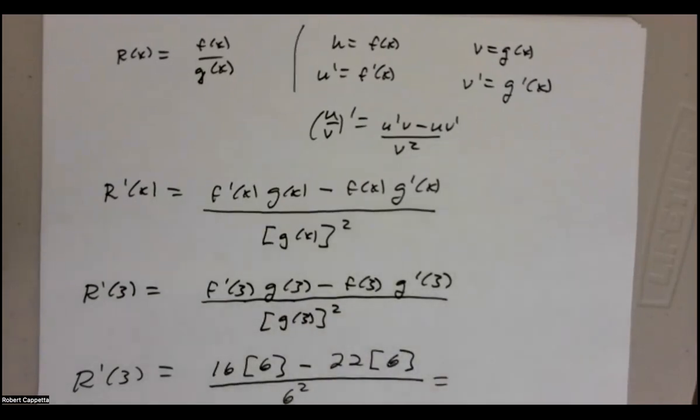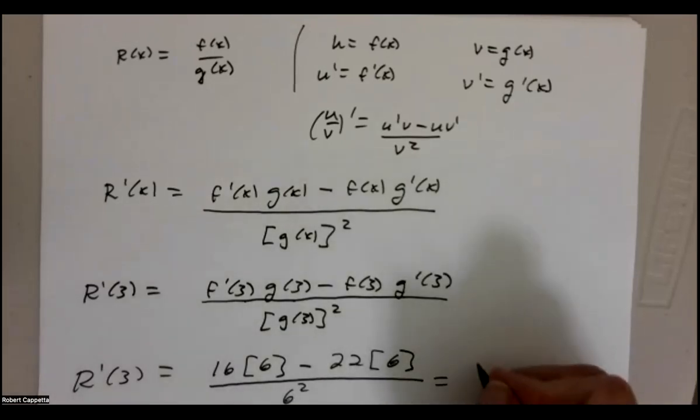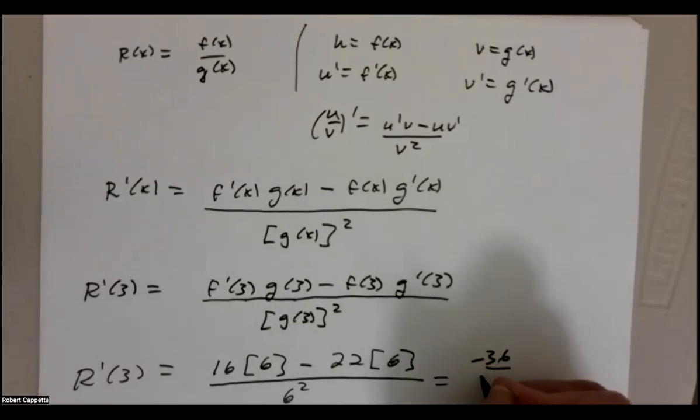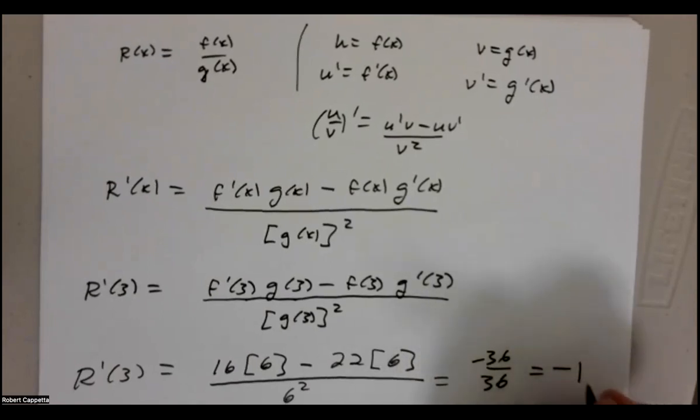Pull out the calculator here for this one. What do I get? 16 times 6 upstairs, minus 22 times 6. I get negative 36 upstairs. Over 6 squared is 36, and my result is negative 1.